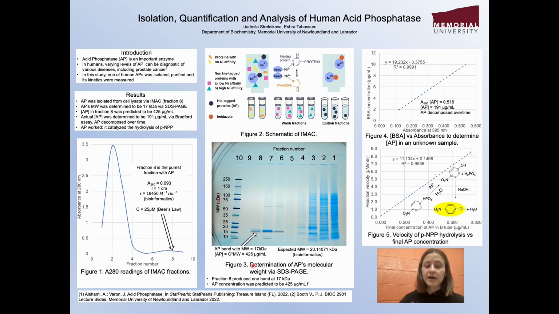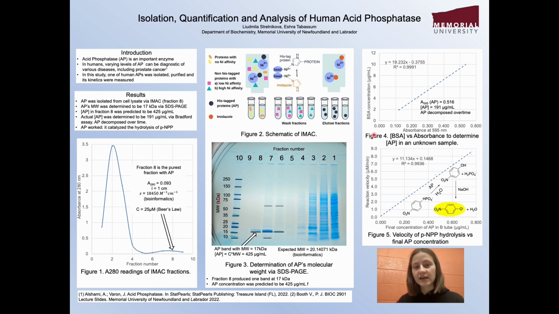We also determined the concentration of acid phosphatase in fraction 8, and it was determined to be 420 micrograms per milliliter. We then went ahead and performed something that's called a Bradford assay. So that's a colorimetric assay based on color. We could determine the concentration of our acid phosphatase, the actual concentration, as opposed to the predicted one.